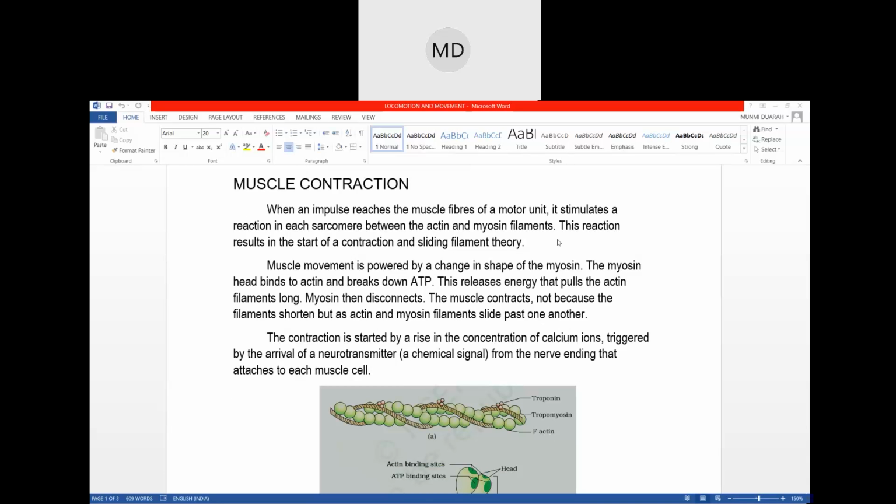The contraction and relaxation, all of you know contraction and relaxation. So when the muscle contracts, then the movement takes place. Okay, muscle movement takes place when the muscle contracts. How, we will discuss a little bit later.